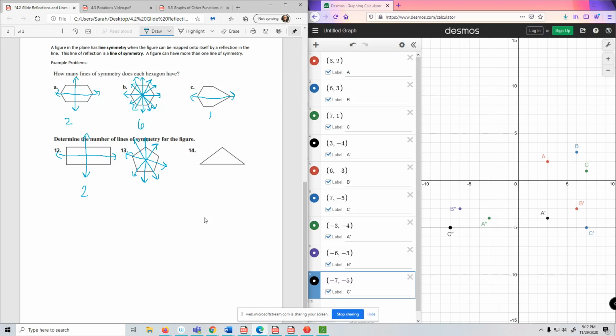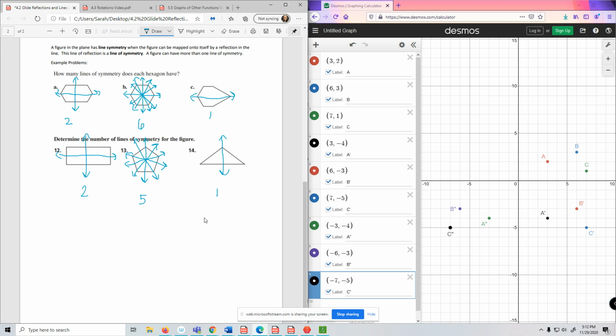How many of those lines did I draw? I drew 1, 2, 3, 4. I missed one. Oops. There should be one more right here. So let's count again. 1, 2, 3, 4, 5. I stopped counting here because otherwise I'm going to start double counting things I already counted. So there are 5 lines of symmetry for this one. Last one, triangle. The only way that this one is symmetric is through the middle vertically like this. So this one has 1 line of symmetry.